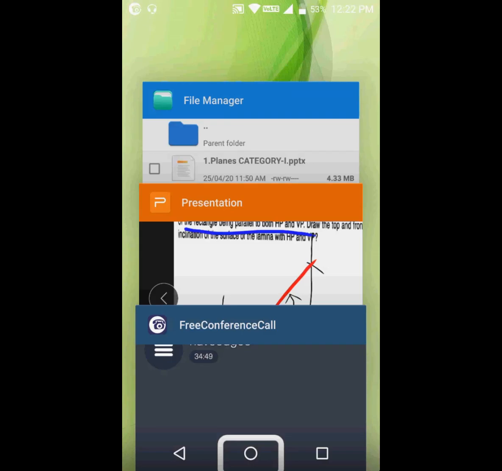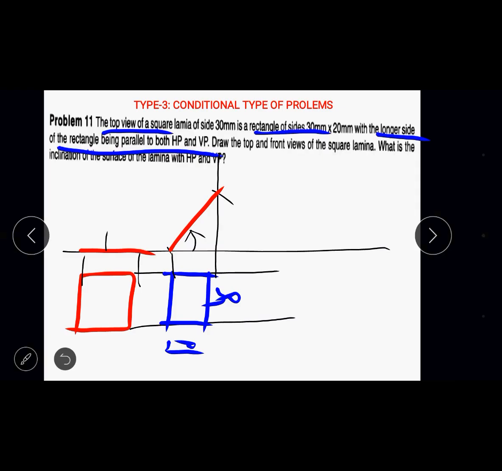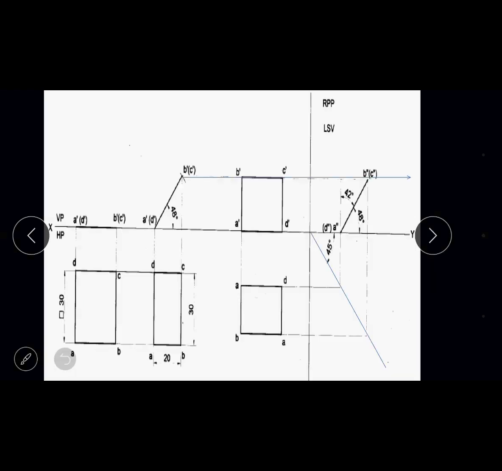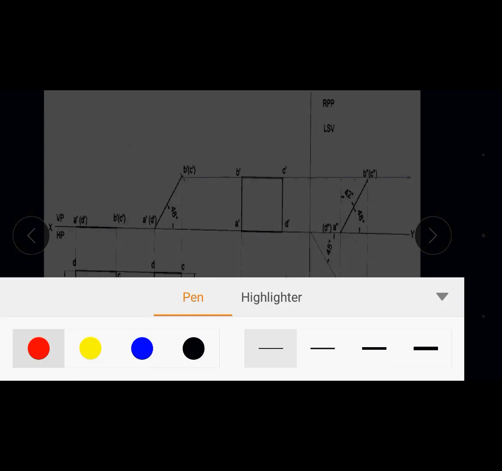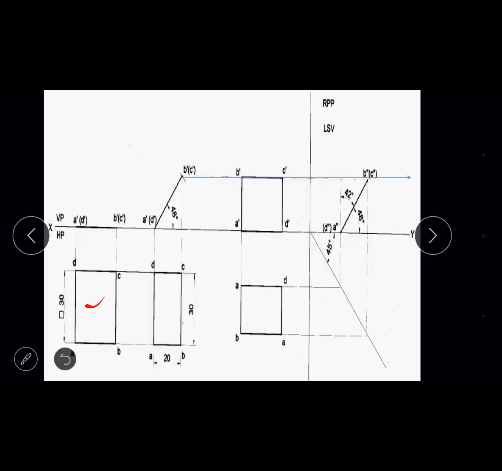Okay. So this is about the first step. So this one, I'll just directly explain in the problem. This is the problem given. In the problem, it was given that this is a square lamina. You can see that this is a square lamina, considered 30 mm side. So the top view is a square and the front view is a horizontal line. So in the next step, you can find that.